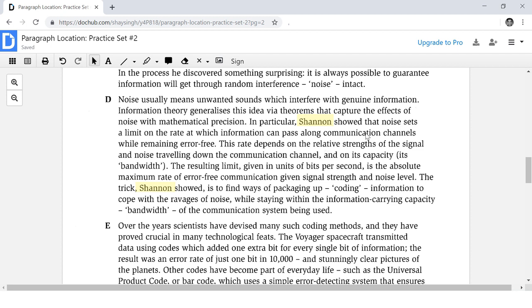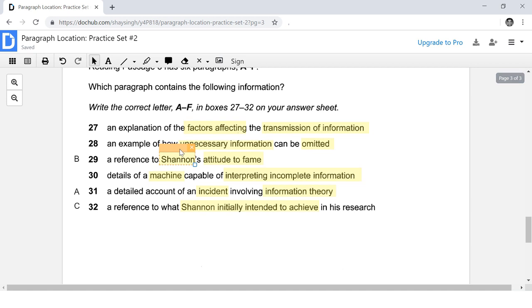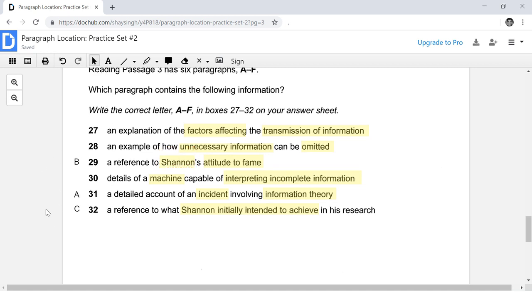Okay, over here it's talking about how noise sets a limit on the rate of information that can pass along. Basically, it's talking about how noise can limit information and it can limit communication. Okay? Now, what do you think that correlates to? Which question do you think?